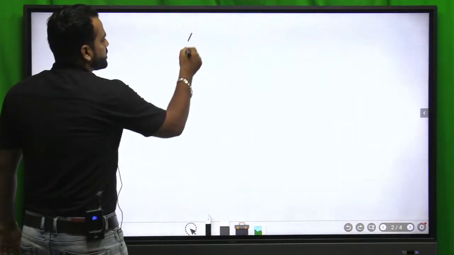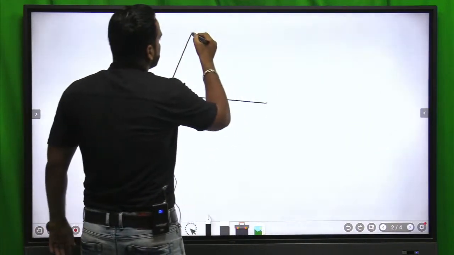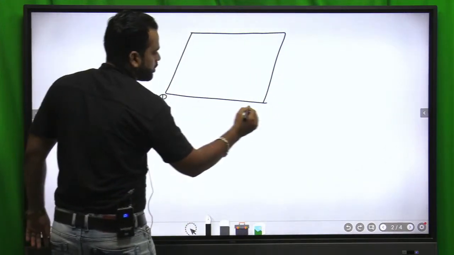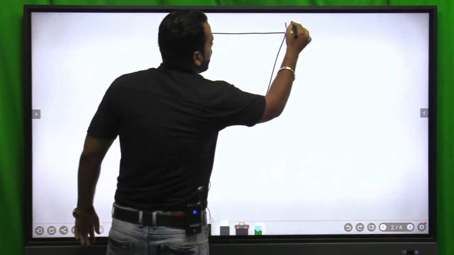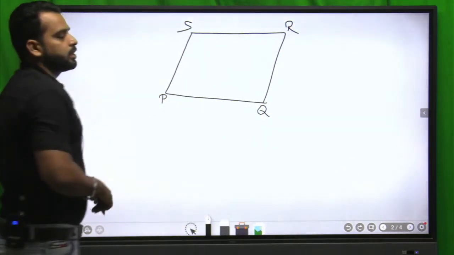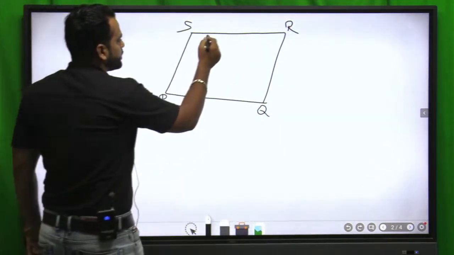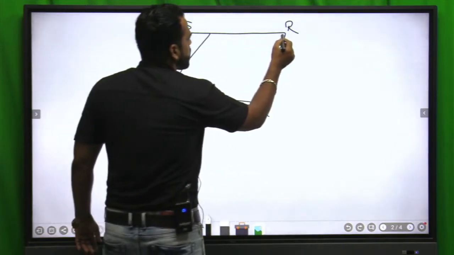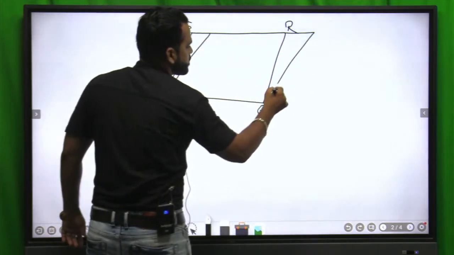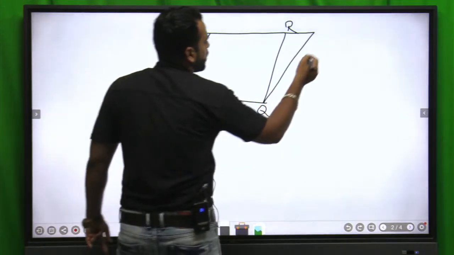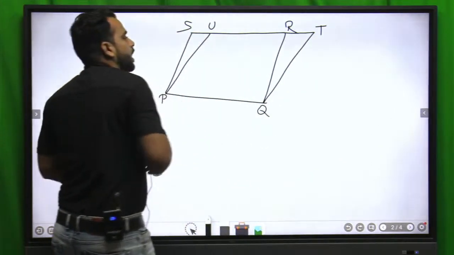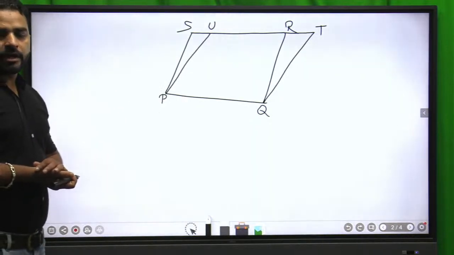Now tell me, in this figure, if this is PQ, RS is a parallelogram, and there is another parallelogram PQRS, T and U. Are they having a common base and in between the parallel lines?